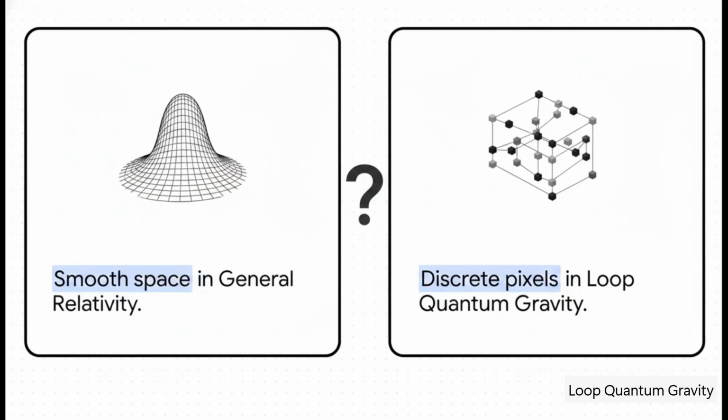So here is the absolutely crucial point. If space is actually made of tiny pixels, then when you zoom out, those pixels should blend together to look like that smooth fabric of gravity we see in the real world. But scientists are stuck. They literally cannot find the math to zoom out from the pixels and get that smooth picture back. The bridge is just missing.